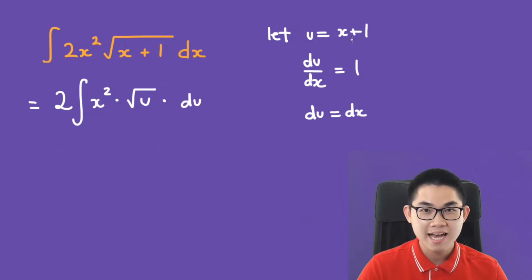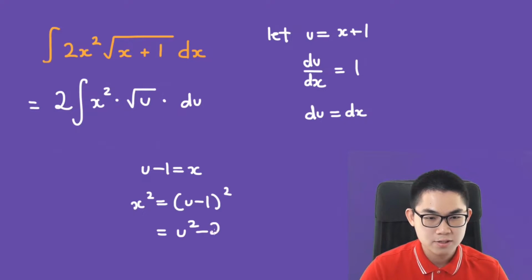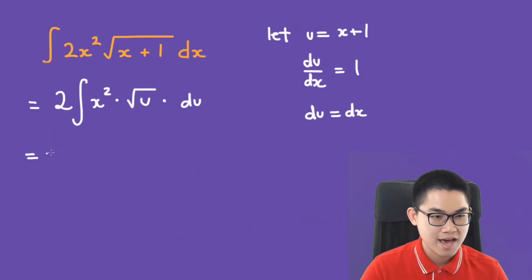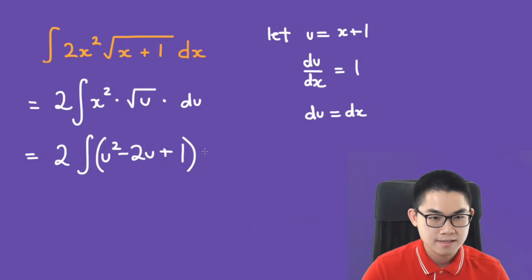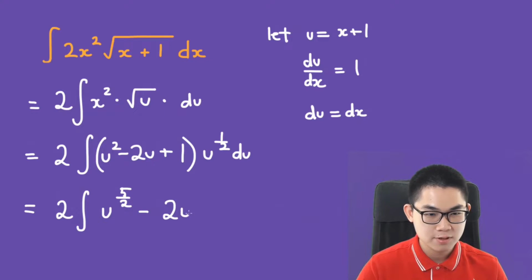Since u is x plus 1, then u minus 1 is equal to x, and x squared is u minus 1 to the power of 2, which is u squared minus 2u plus 1. So we have 2 times u squared minus 2u plus 1 times u to the power of 1 over 2 du. We have 2 times the integral of u to the power of, what? Oh, it's 5 over 2, minus 2 times u to the power of 3 over 2 plus u to the power of 1 over 2 du.